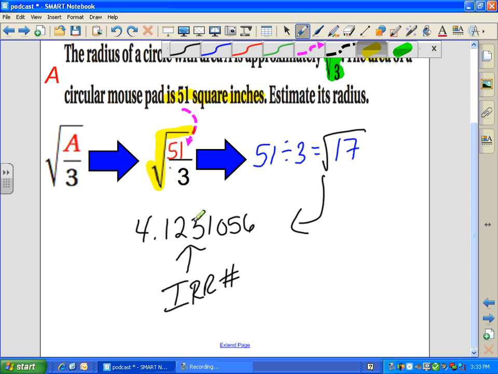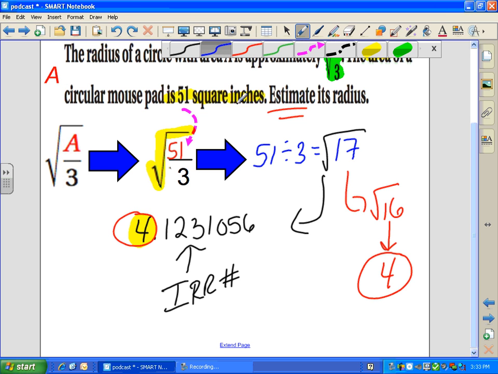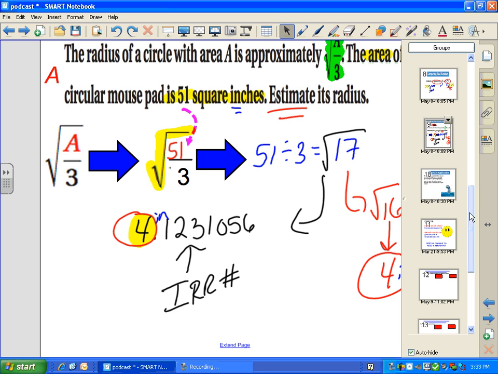I'm going to estimate my answer to 4, because you could have said the square root of 17 is really close to the square root of 16. The square root of 16 is 4. In either case, it's not an exact answer. It's just an estimate. My unit is inches, so 4 inches.